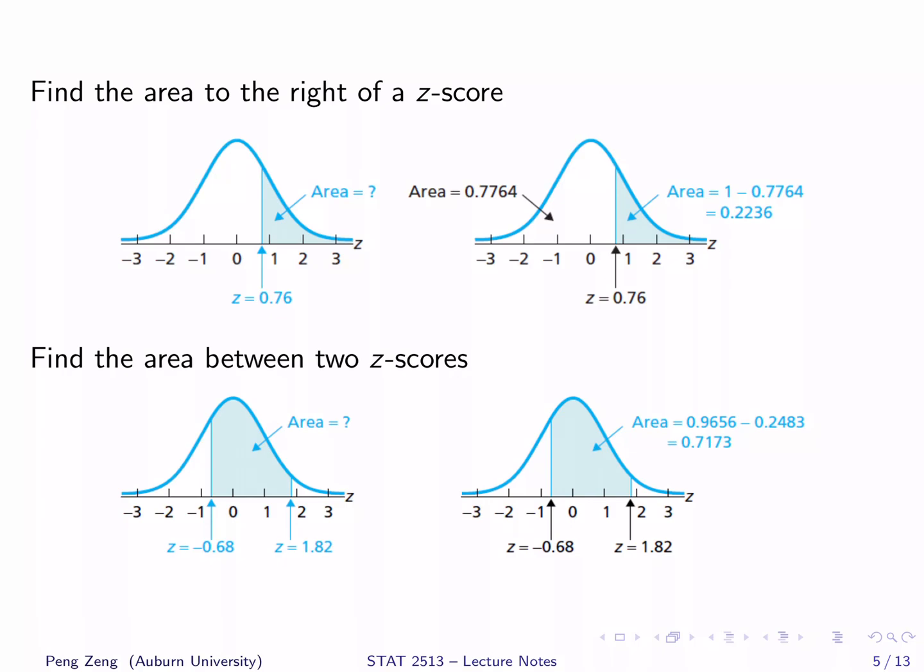0.7173. So far, we have seen different examples of calculating probabilities: less than a value, larger than a value, or between two values. These three examples should include all possible scenarios in practice.